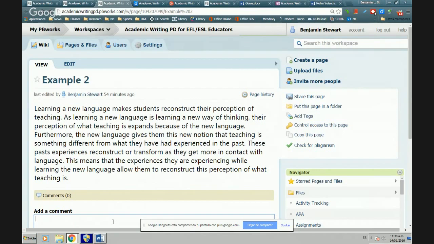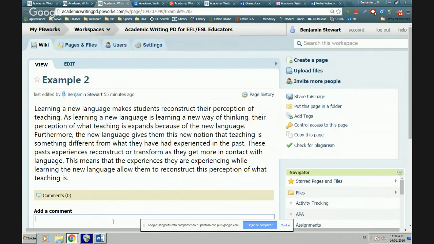And I think it's following the chain. As learning a new language is learning a new way of thinking, that's one idea. Then the perception of what teaching is expands because it's a consequence. Because one thing takes you to the other one. Okay. Expands because of the new language, okay? And then furthermore, the new language modifies your thinking, and then you can have the second one: a new perception of what is being said, because you are modifying your thinking. Okay.